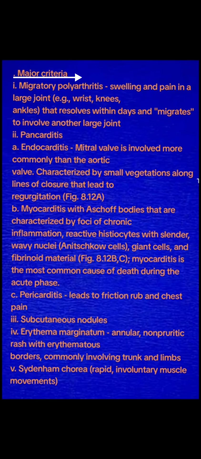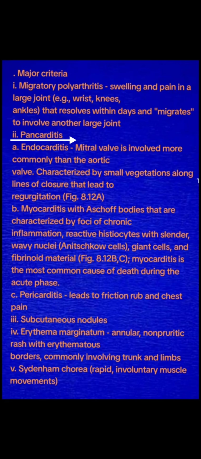Major criteria. Major criteria include migratory polyarthritis, pancarditis, subcutaneous nodule, erythema marginum, Sydenham chorea. Migratory polyarthritis. In migratory polyarthritis, there is swelling and pain in large joints, for example, wrist, knee, and ankle joints, that resolve within days and migrate to involve another large joint.